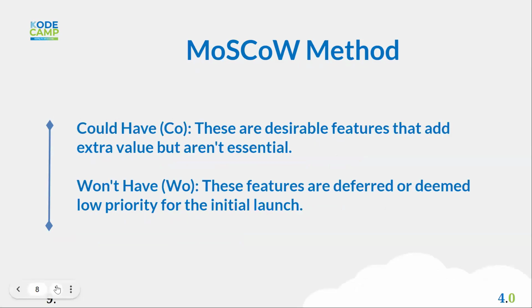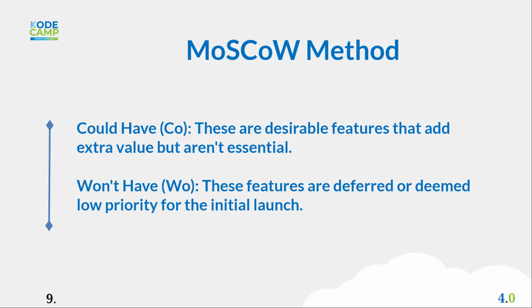Then you have could have. These are desirable features that add extra value, but they are not essential at all. For instance, for a music streaming app, I can add podcasts or radio. It's nice, but it's just desirable. It's not really addressing what a music streaming app should have. Then you have won't have.